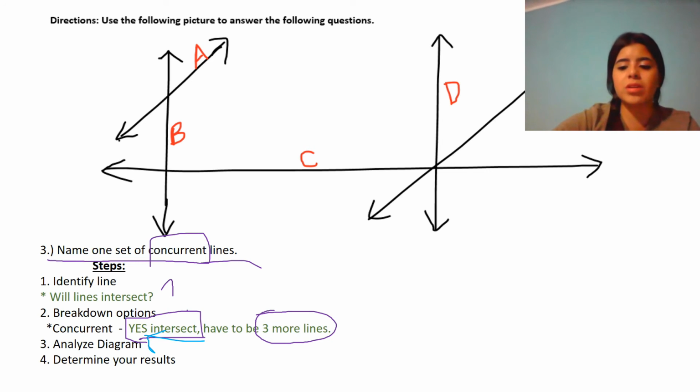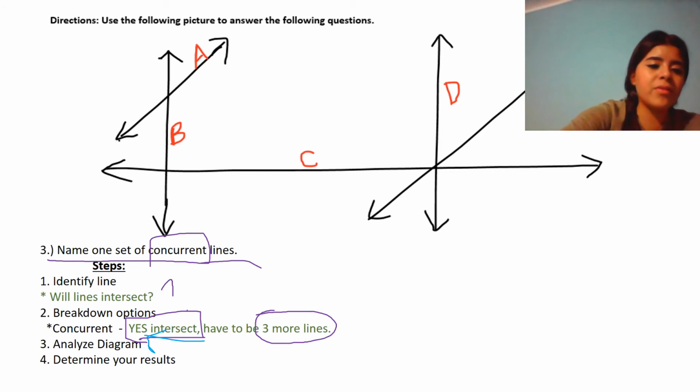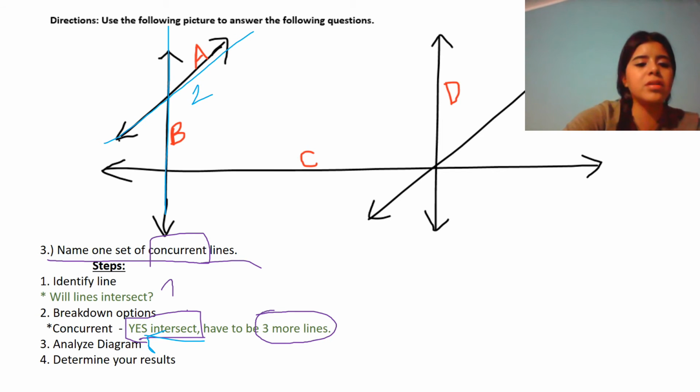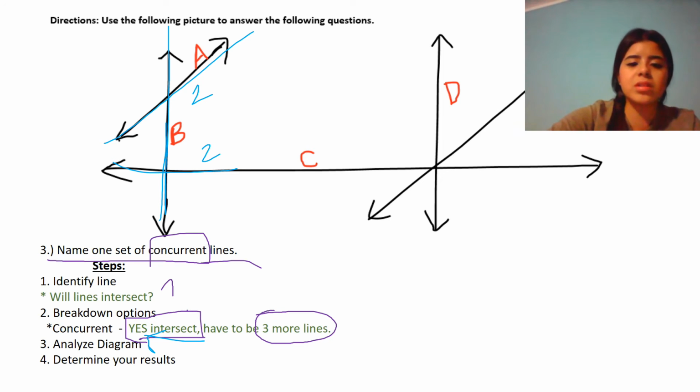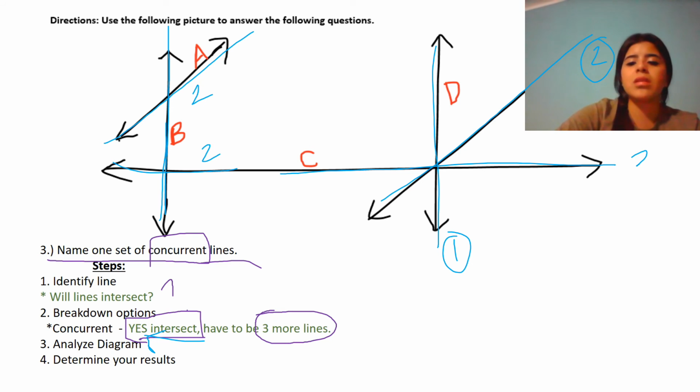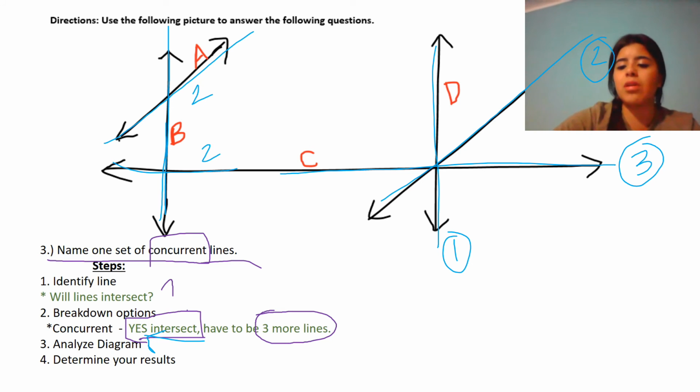We analyze our diagram. We have 1, 2, that's only 2 lines. 1, 2, again, that's only 2 lines. We go on to this side. We have 1 line, E, 2 lines, and guess what? C, 3 lines, and they all share one common point of intersection here.